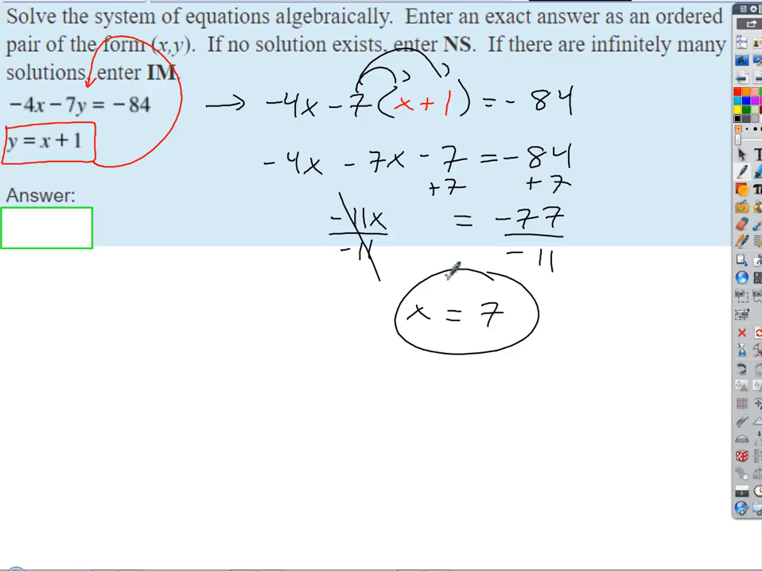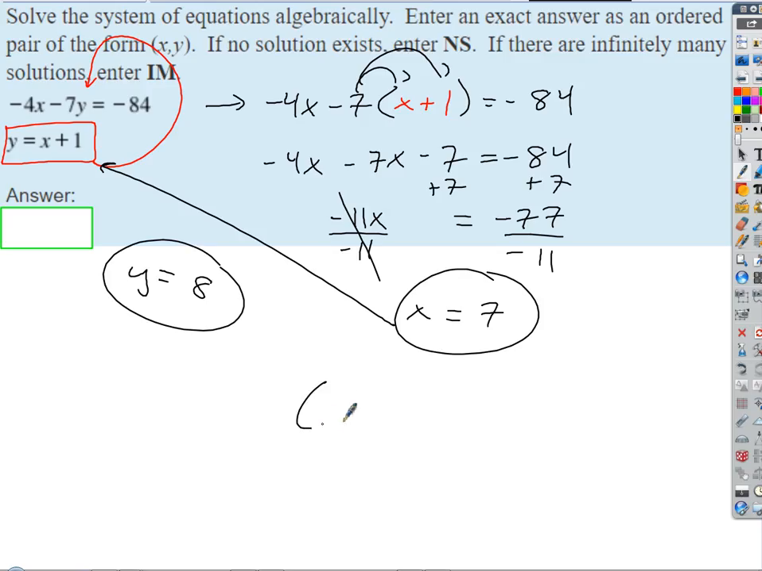Okay, now what? Yeah, I put a box around the substitution equation, so I go right back to the box, right? And plug in that value of 7. So what do I get for y then? Y equals 8. Yeah, good. 7 plus 1, which is 8. Good. And so we're going to enter the answer as an ordered pair of the form xy. So the answer is 7, 8.